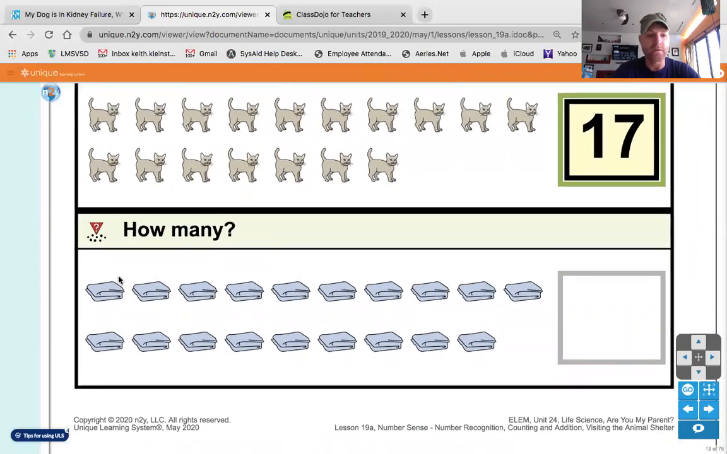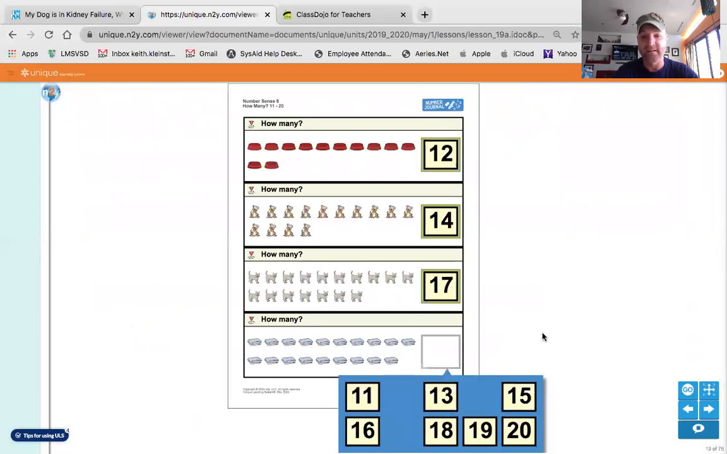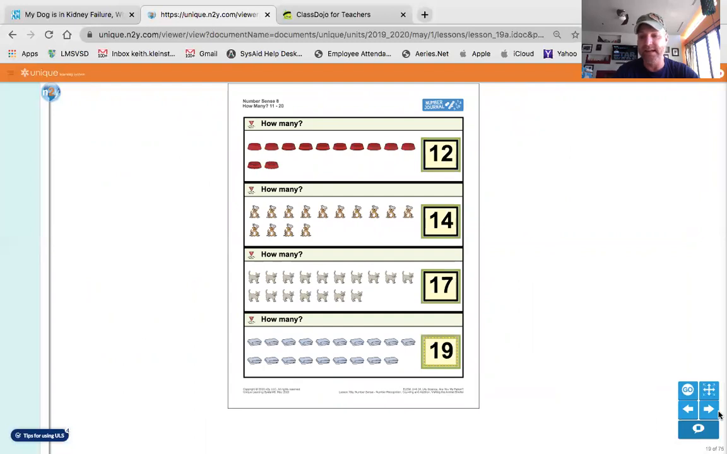How many towels? 1, 2, 3, 4, 5, 6, 7, 8, 9, 10, 11, 12, 13, 14, 15, 16. There's my dogs Zoom bombing us. 18, 19. 19 goes appropriate with this because this is all about pets, right? 19, find the number 19. There it is, 19.